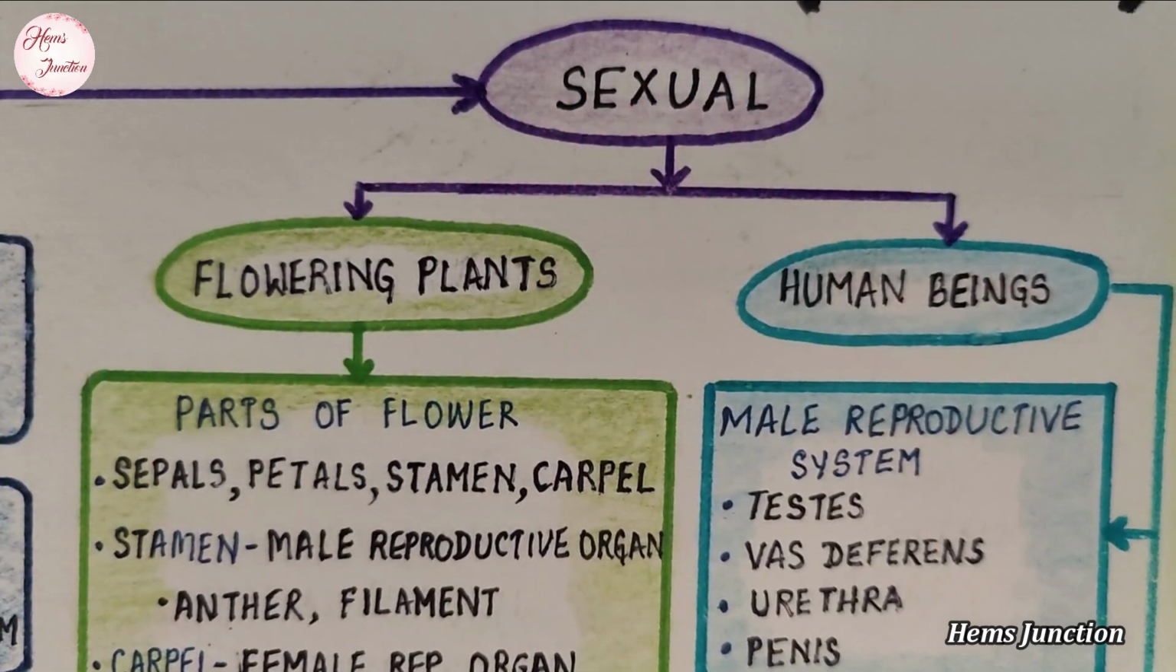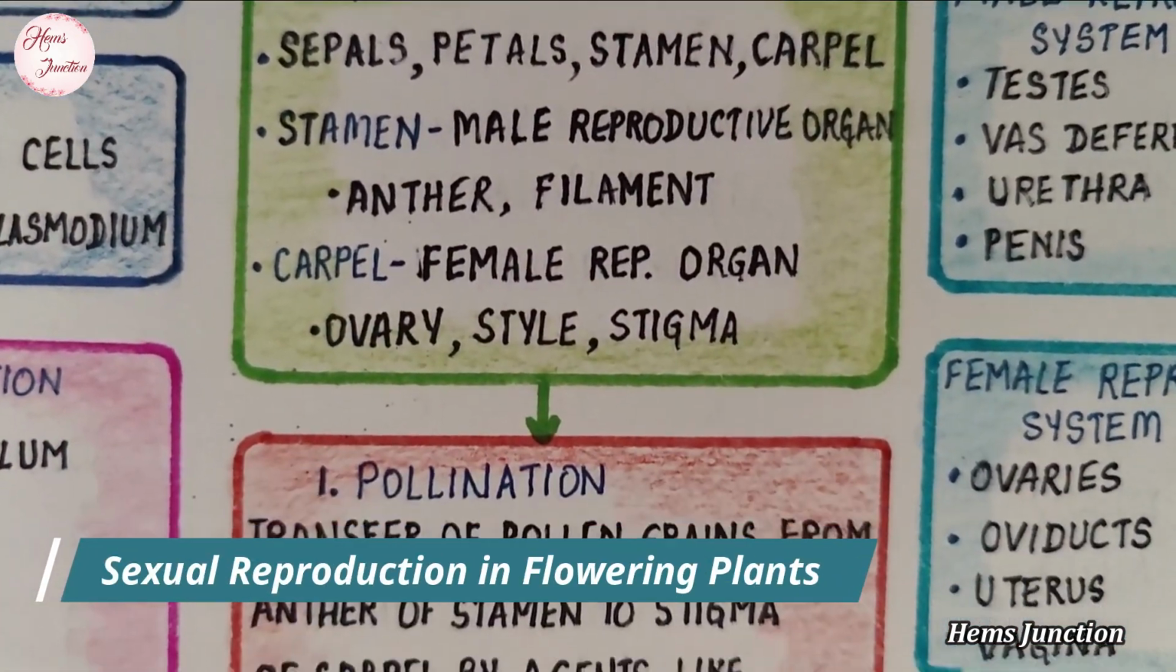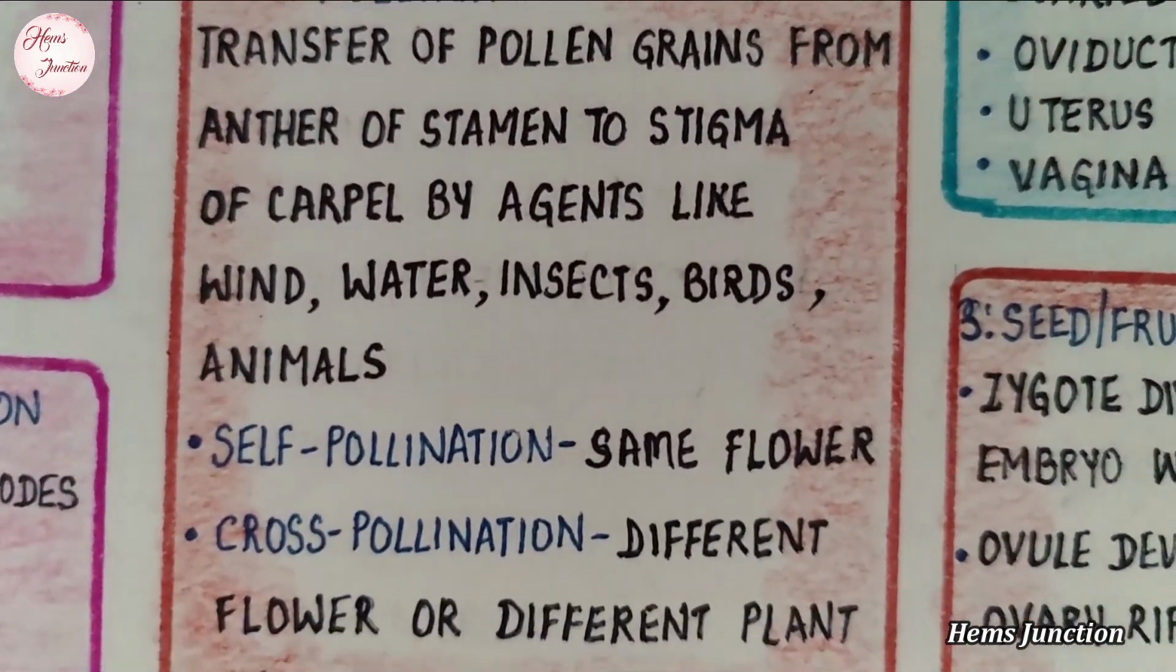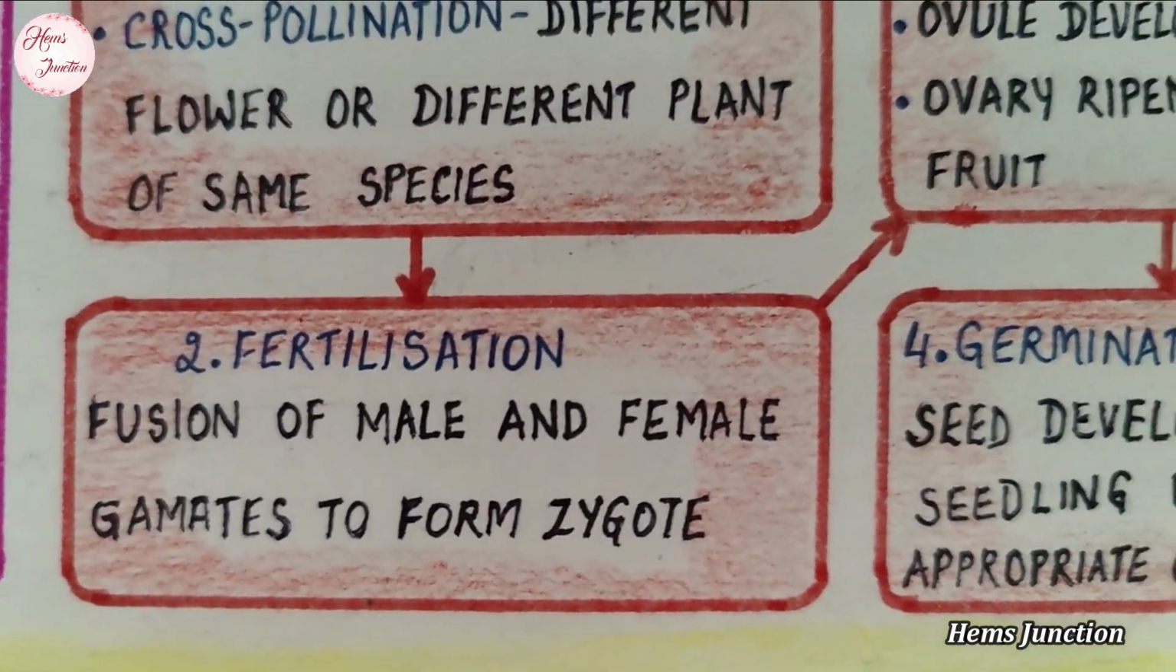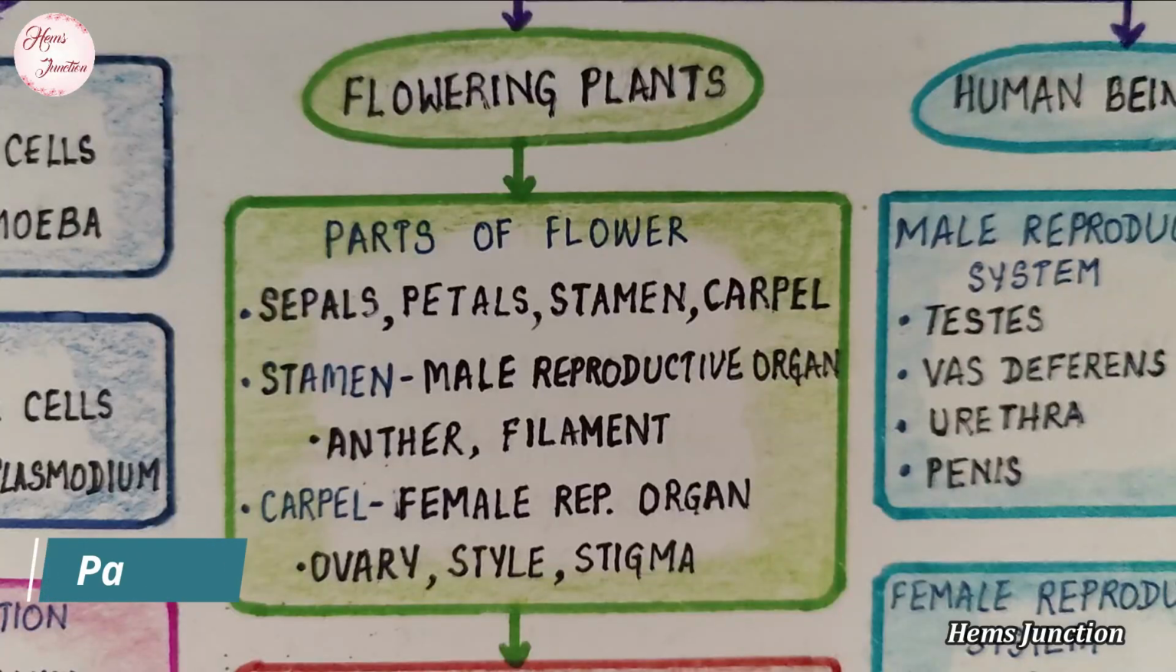Now let's look into the sexual mode of reproduction. Here is the sexual reproduction in flowering plants. The reproductive parts are located in the flower. Parts of the flower are sepals, petals, stamen, pistil.